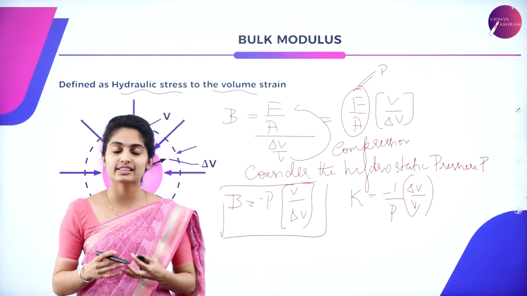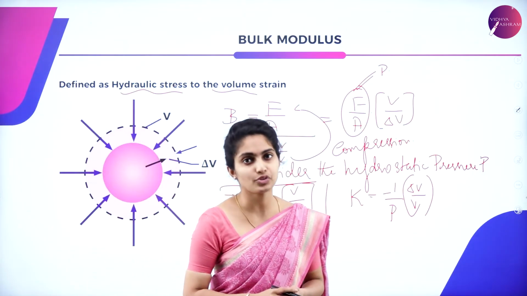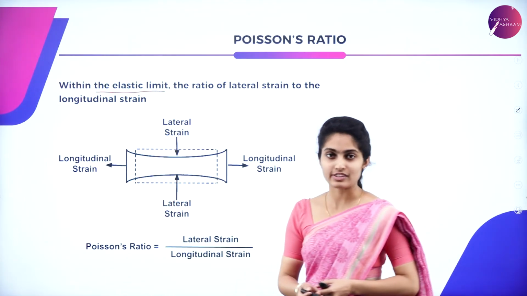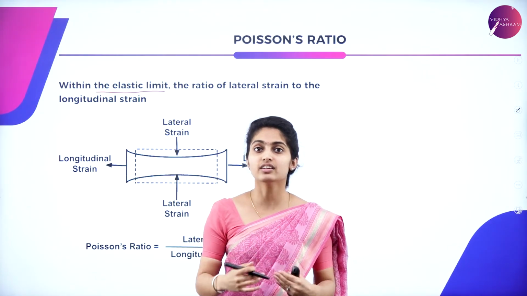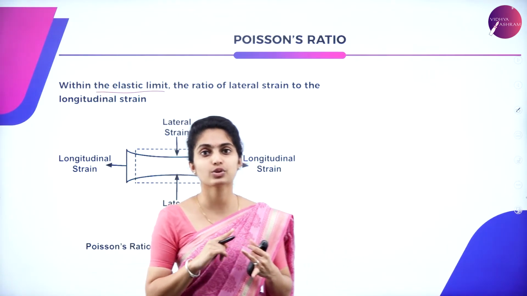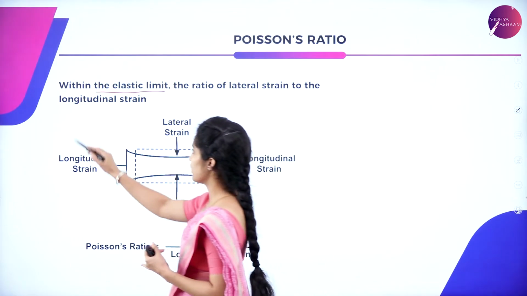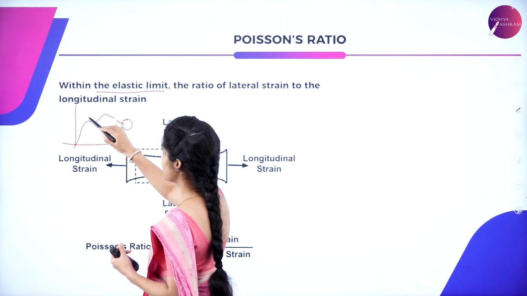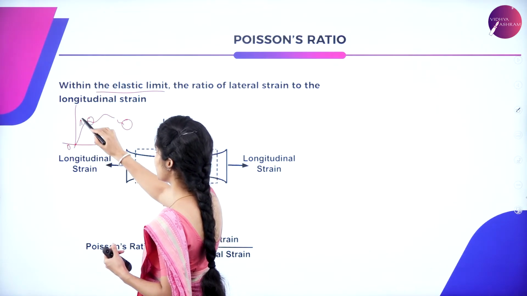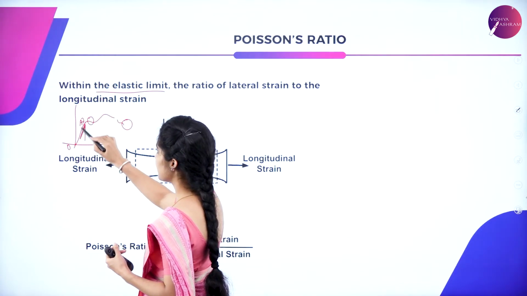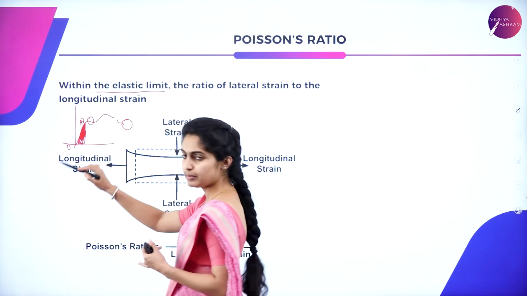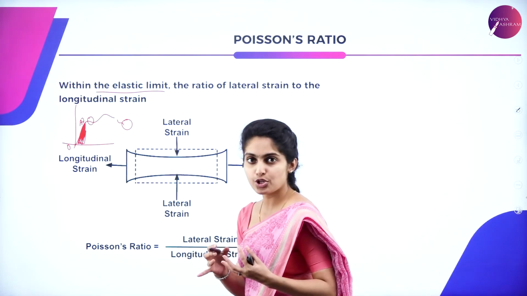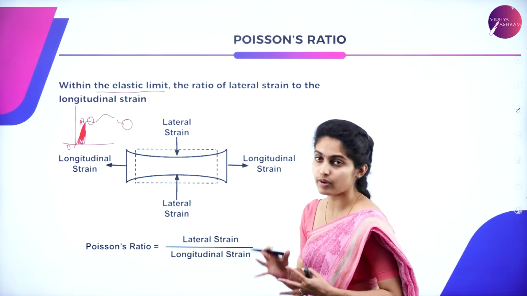After the bulk modulus, let us go to the next topic, that is Poisson's ratio. Poisson's ratio applies within the elastic limit. Hooke's law and Poisson's ratio both hold good inside the elastic limit. In the curve, there will be a fracture point and a yield point, and from O to A it obeys Hooke's law. Similarly, the same thing applies to Poisson's ratio. Within that elastic limit, the ratio that occurs is said to be Poisson's ratio.